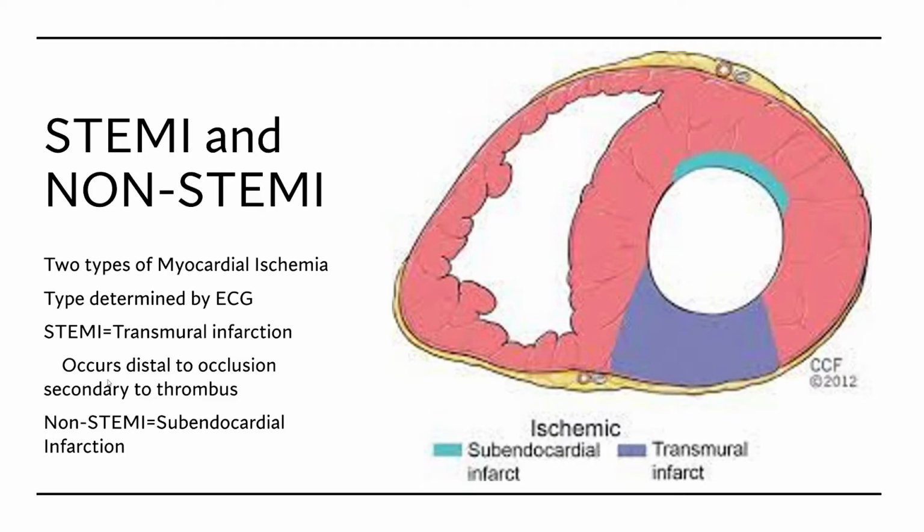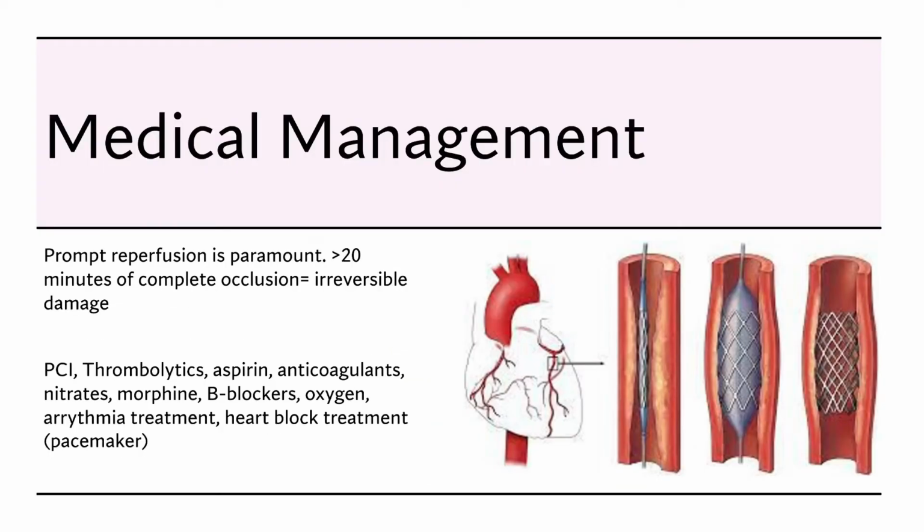Now, this STEMI is going to occur distal to a significant occlusion secondary to a thrombus. A non-STEMI could occur for a variety of ischemic reasons, but typically the STEMI is worst due to an actual occlusion or pretty full occlusion at least. Now, both of these are emergent conditions that require medical management.